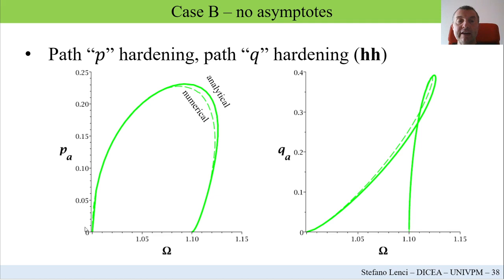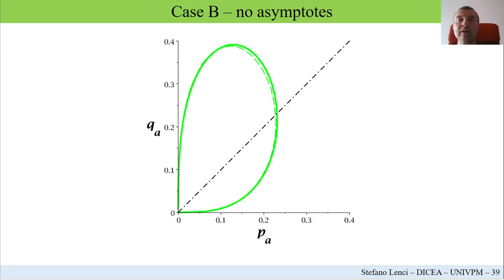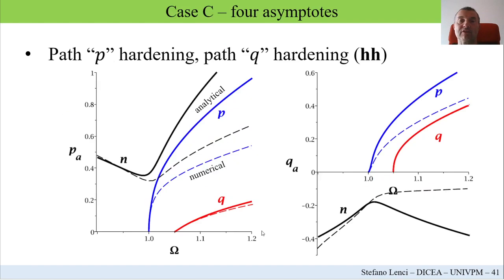And now, instead of having two unbounded backbone curves, you have a closed loop for the backbone curves. You see, the analytical prediction is confirmed by numerical simulation. So this behavior is real. This behavior is true. It's not just a mathematical phantom. This is the closed loop in QP parameters, which confirms the previous result.